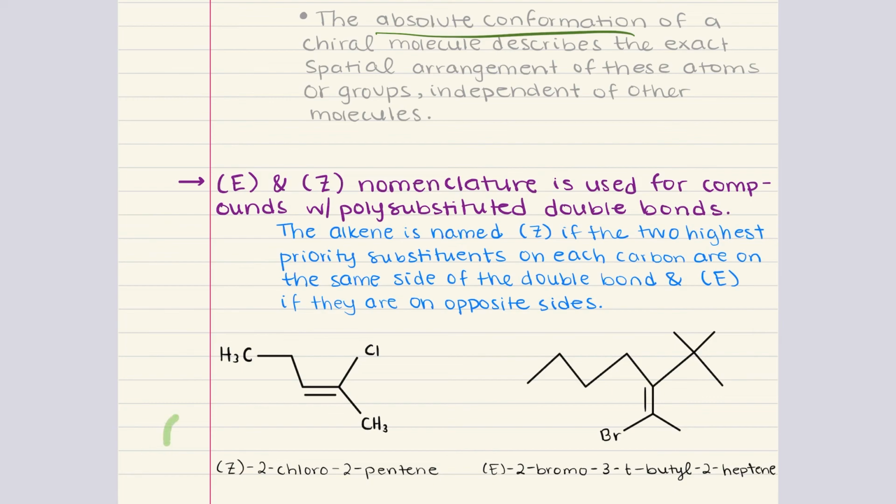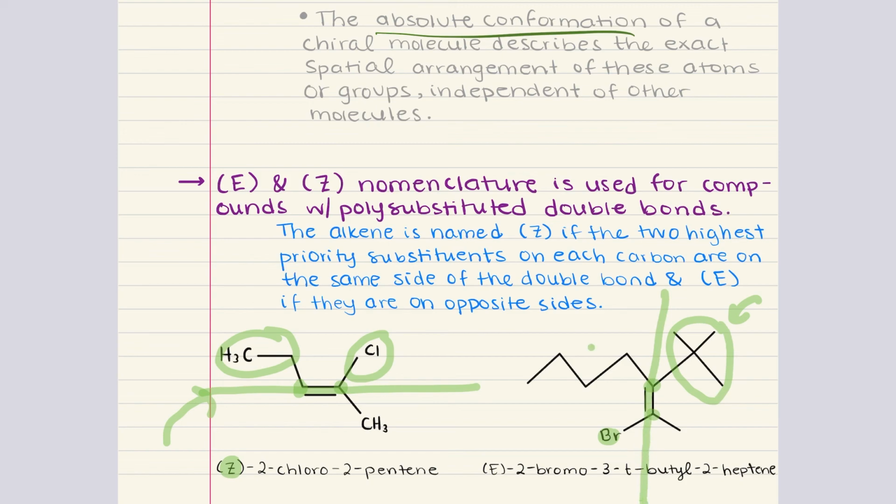For this first compound, the highest priority groups on the double bond carbons are the chlorine group on this carbon and the ethyl group on this carbon. Notice that they are both on the same side of the double bond, so it gets the Z designation. For this compound, however, the highest priority group on this carbon is the bromine, and on this carbon, it's this tert-butyl group. So they are on opposite sides of the double bond, meaning they get the E designation.